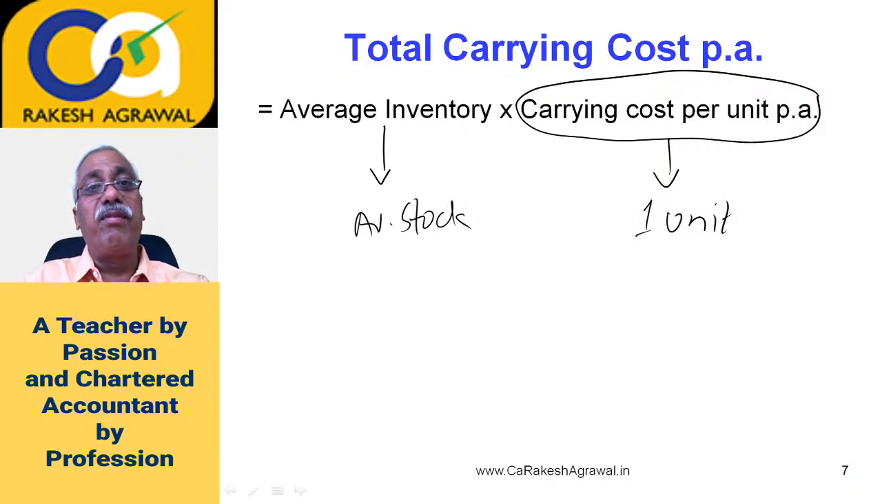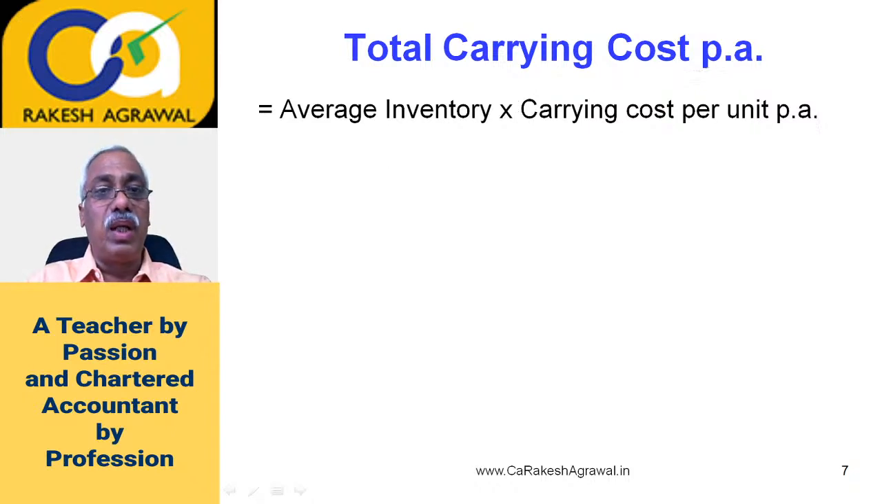That stock level fluctuates throughout the year. Sometimes it is higher, sometimes it is lower. When we buy the raw material, the stock level will go up. As we consume the raw material, the stock level will go down. So when something is not constant, then you have to take average. So you have to take average inventory, on an average how much stock is lying in the godown, multiplied by the cost of carrying 1 unit in a godown for 1 year. So cost of carrying 1 unit into average inventory, you will get total carrying cost.